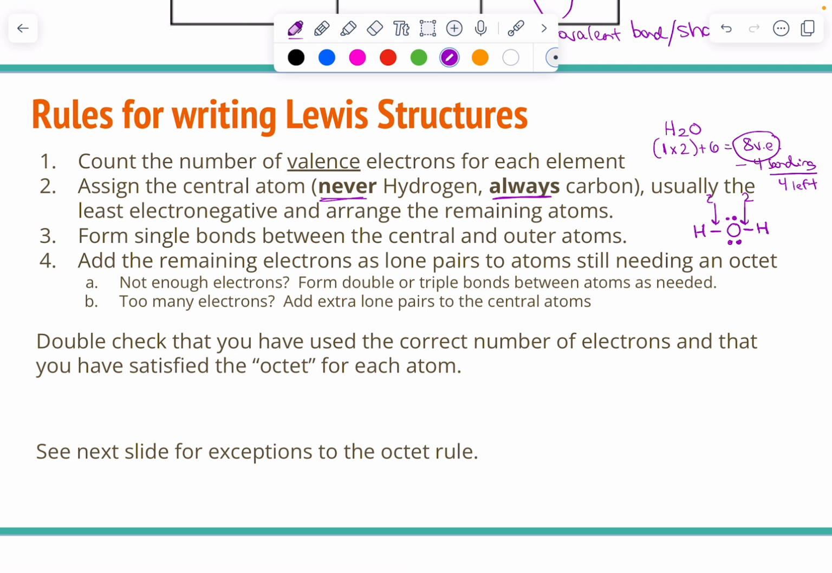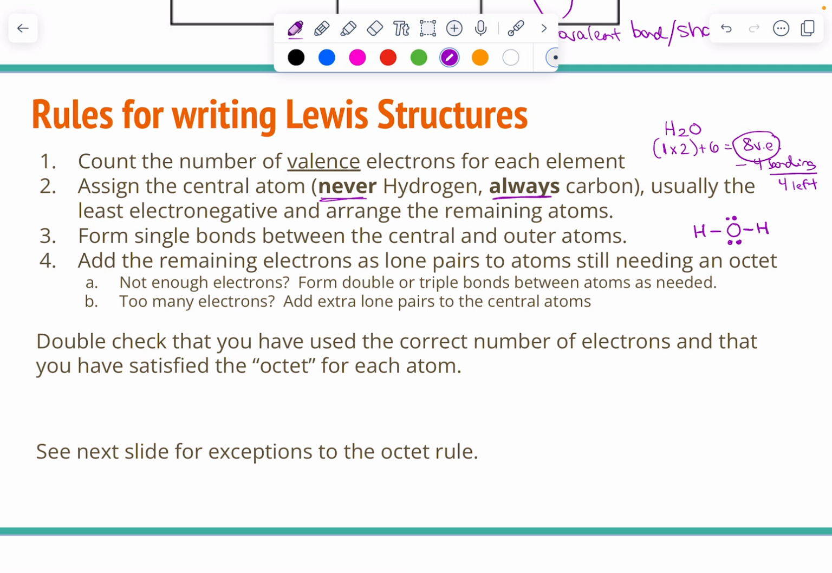Okay, if we have too many electrons, meaning that we've satisfied all of the octets and we still have more electrons to distribute, then we're going to place those extra lone pairs on the central atom, and we'll talk about some exceptions to the octet rule in a minute. Okay, the last thing you want to do after you think that you have come up with a correct Lewis structure is make sure that you have satisfied the octet for everything and that you have used the correct number of electrons.